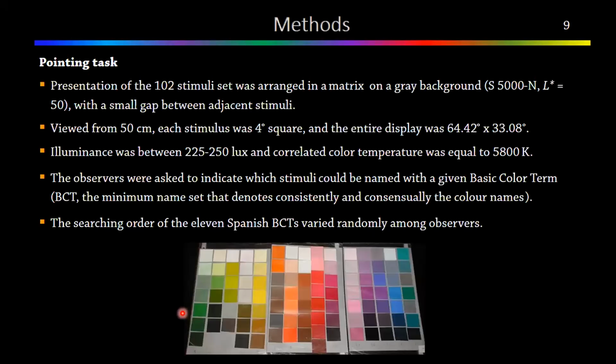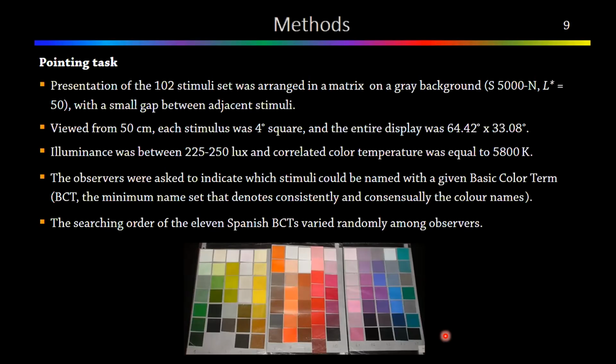So these are the stimuli of the pointing task. We had 102 stimuli arranged in a matrix over a gray background. They were viewed from 50 centimeters, and each stimulus was 4 degrees of visual angle on the retina. And the observers were asked to indicate which stimuli could be named with a given basic color term. As most of us also know, basic color terms are the minimum name set that denotes consistently and consensually the color names within a language.